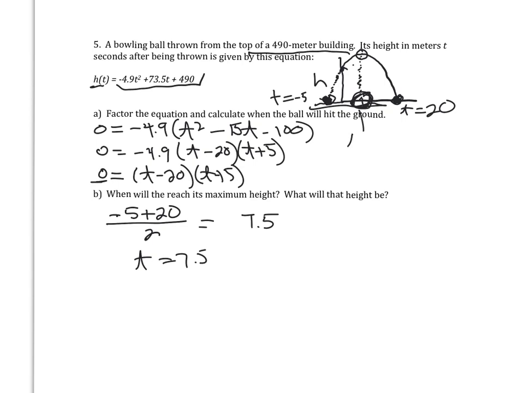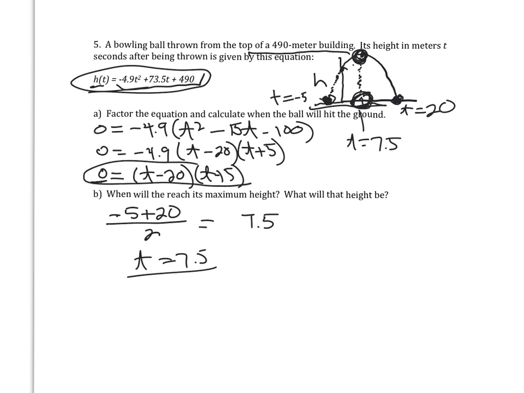So here, t is equal to 7.5, and we just need to figure out the y value of this maximum point up here. To do that, we'll plug this t value into our original equation here, not into the equation that we got after we divided by negative 4.9. That would give us an incorrect answer. So we're going to have negative 4.9 times 7.5 squared plus 73.5 times 7.5 plus 490.